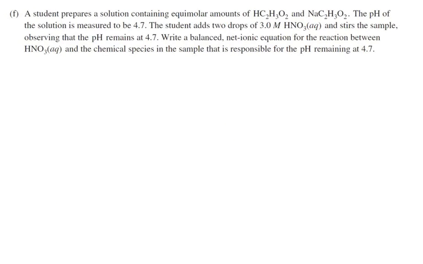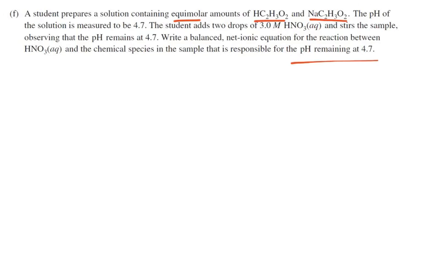Okay, then F says a student prepares a solution containing equal molar amounts, so equal moles, of acetic acid and sodium acetate. The pH of the solution is measured to be 4.7. The student adds 2 drops of 3 molar nitric acid and stirs the sample, observing that the pH remains at 4.7. Write a balanced net ionic equation for the reaction between nitric acid and the chemical species in the sample that is responsible for the pH remaining at 4.7. Okay, the fact that we have the pH remaining at 4.7, and that we have equal molar amounts, that means equal moles of those 2, hopefully we realize that this is a buffer.